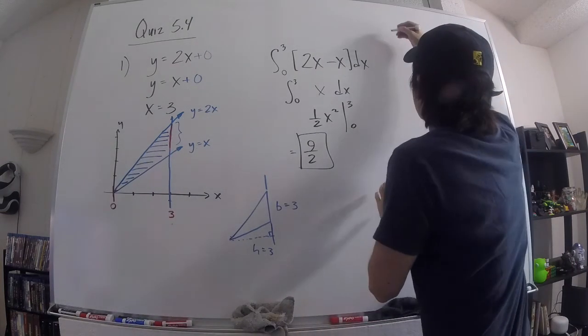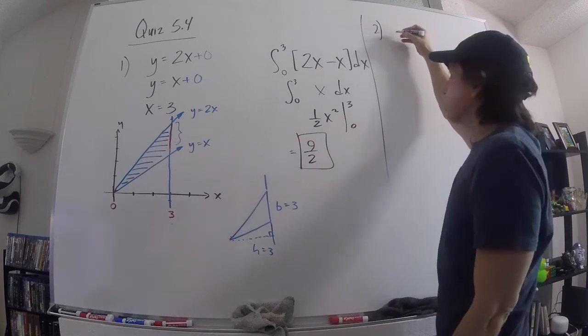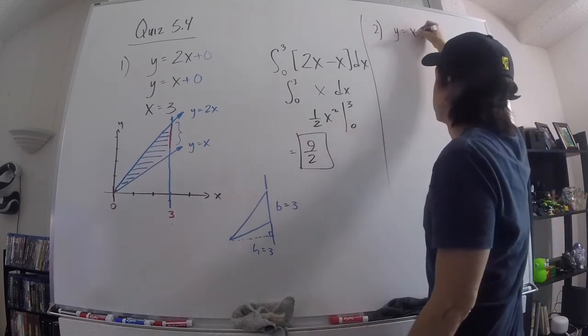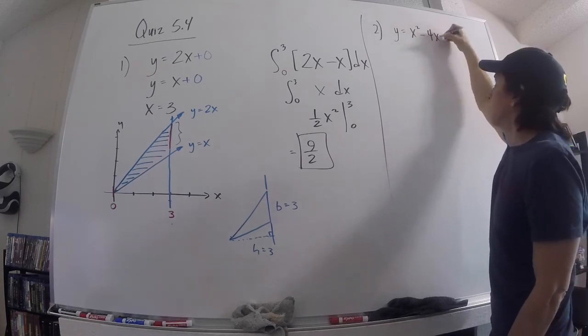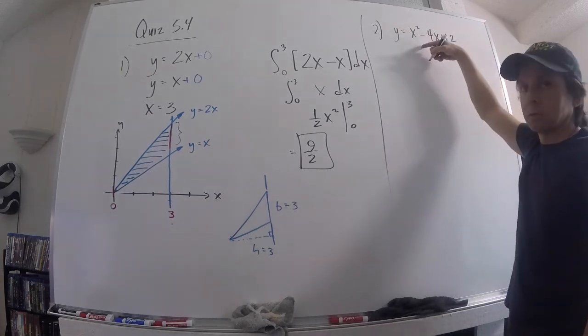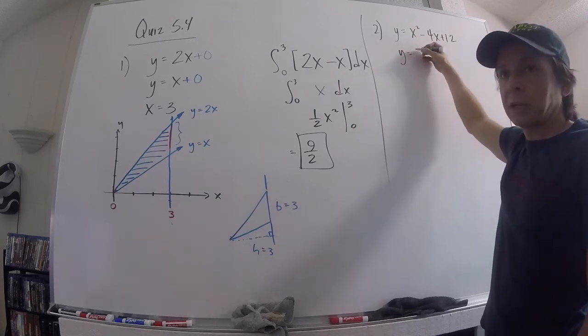So number 2. I'm going to erase it a little bit because I need a lot of space for this one, but let me get the curves down and start talking about them. This one is y is equal to x squared minus 4x plus 12. That is a parabola, because it's a quadratic equation. The next one, 2 plus 8x minus x squared.